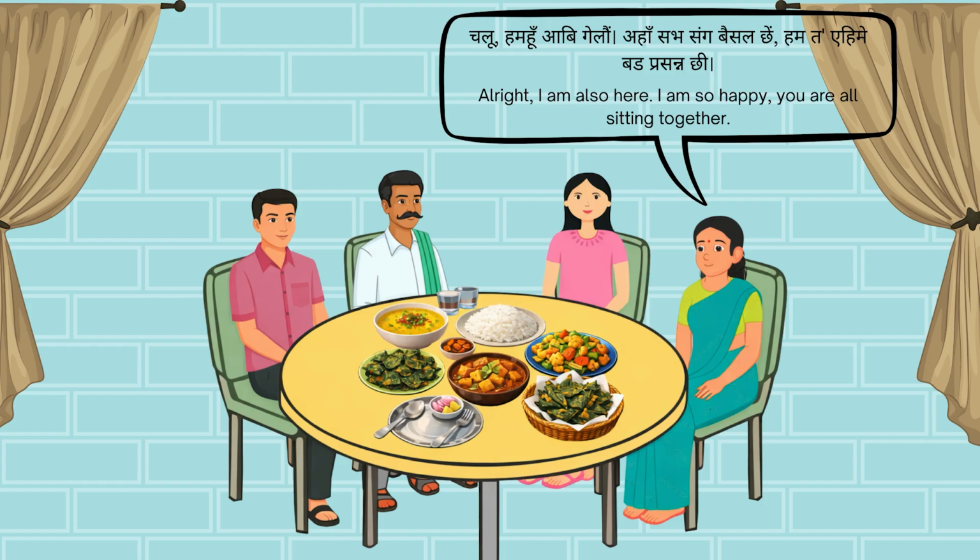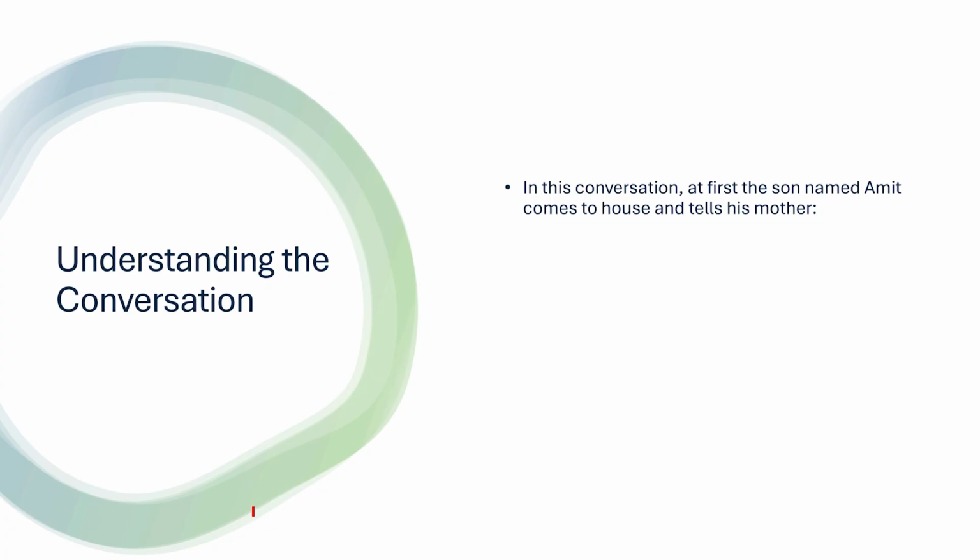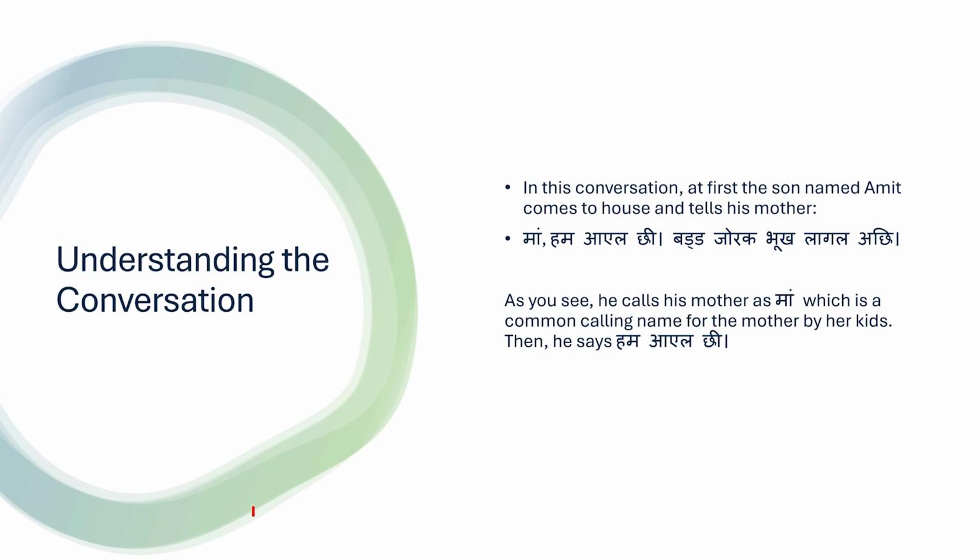In this conversation, at first, the son named Amit comes to the house and tells his mother, माँ, हम आयल छी, बड्ड जोरक भूख लागल अछि. As you see, he calls his mother Ma, which is a common calling name for the mother by her kids. Then he says, हम आयल छी.